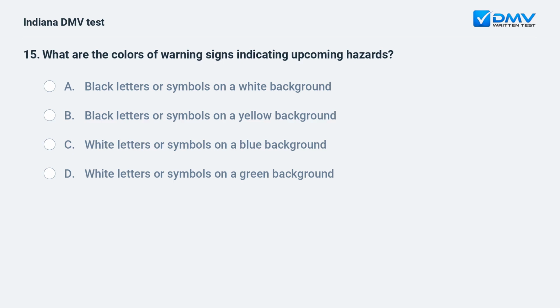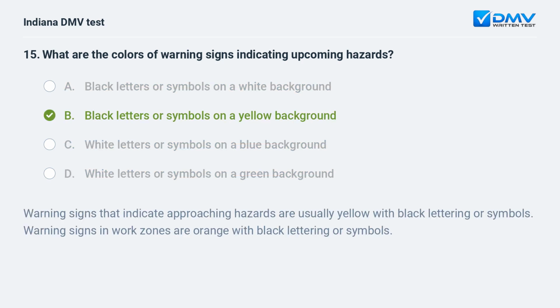What are the colors of warning signs indicating upcoming hazards? a. Black letters or symbols on a white background. b. Black letters or symbols on a yellow background. c. White letters or symbols on a blue background. d. White letters or symbols on a green background. The answer is b. Black letters or symbols on a yellow background.